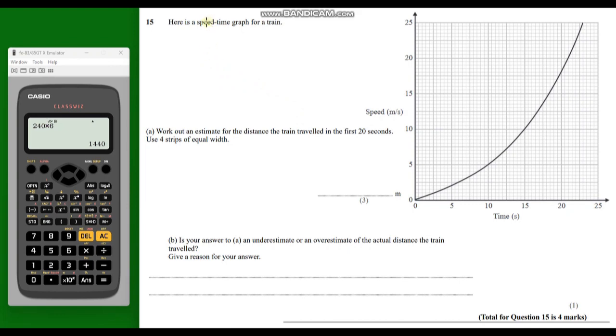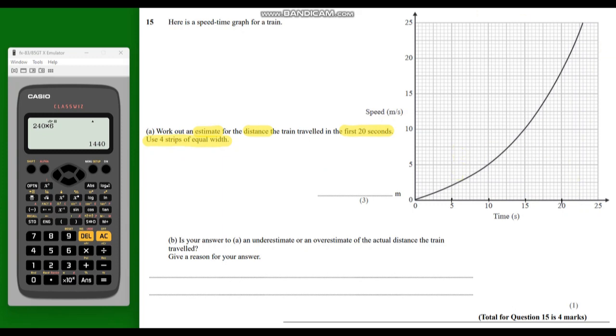Question 15. Here is a speed time graph for a train. Part A, work out an estimate for the distance the train travelled in the first 20 seconds. Use 4 strips of equal width. So to calculate the distance on a speed time graph, we're calculating the area underneath the curve. Now, we're not calculating the whole area. We're only interested in the first 20 seconds, and we have to use 4 strips of equal width. So we're clearly just going to use 5-second strips here. So we're only calculating an estimate.